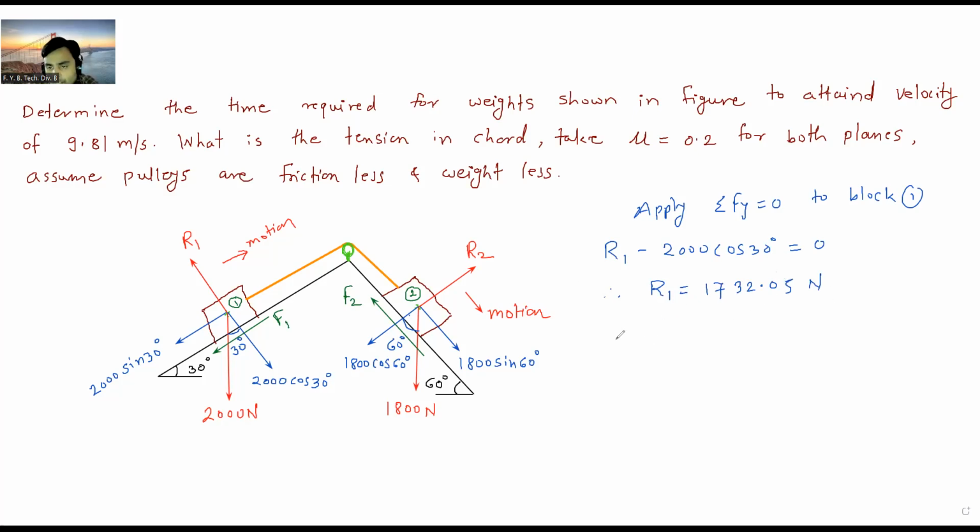So this is R1. From this we will calculate the frictional force. F1 is equal to mu into R1. Here is the F1 force, the frictional force. What is the value of mu in the numerical? They have given us 0.2. So it is 0.2 into 1732.05. Therefore, F1 is equal to 346.41 newton, right?